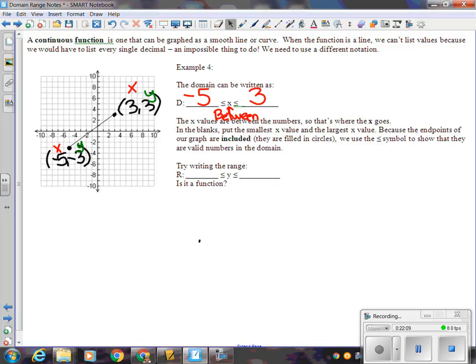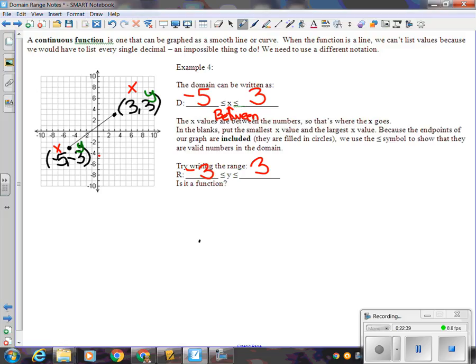I want you to imagine lowest y value to what? Highest y value. So what's the lowest y number that's being used? -3. Okay, I agree with that. What's the highest y value that's being used? +3. Have you done this before? No. Notice what letter's in the middle. If it's range, what letter should be in the middle? Y's, because x is our domain and range is the what?